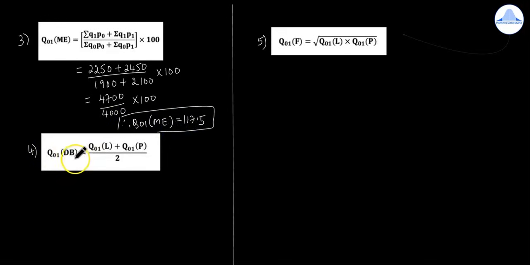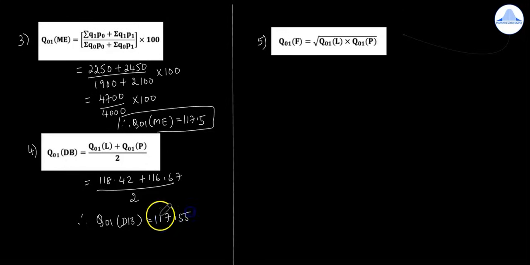Next is the Dorbish-Bowley quantity index number. It is the arithmetic mean of Laspeyres' and Paasche's quantity index numbers. That means it is Q01 of L plus Q01 of P divided by 2. So this is equal to 118.42 plus 116.67 divided by 2. So you'll get Q01 of DB is equal to 117.55.